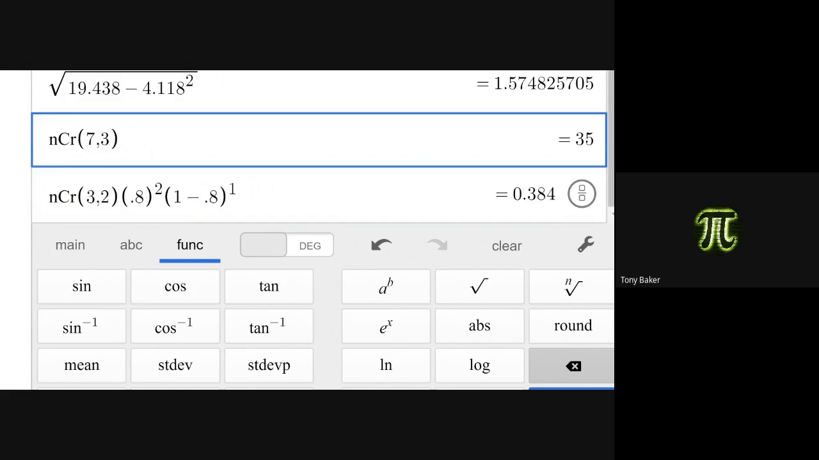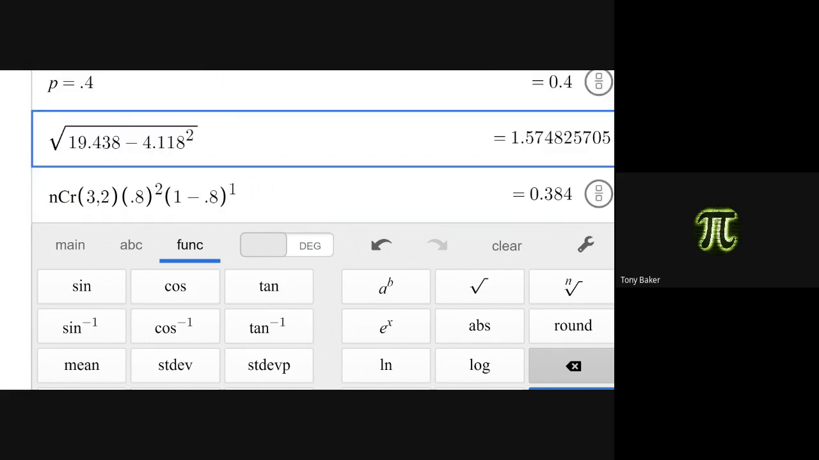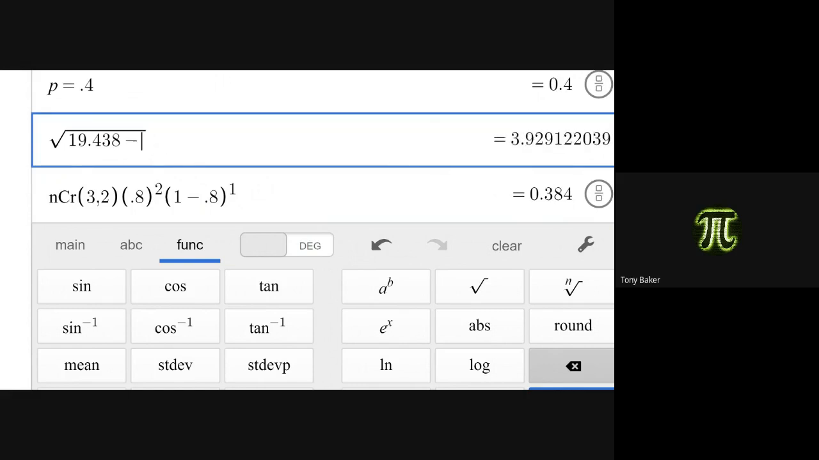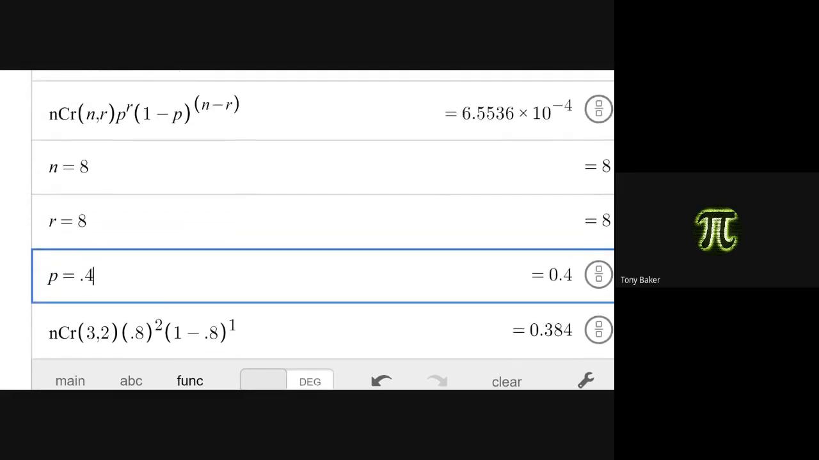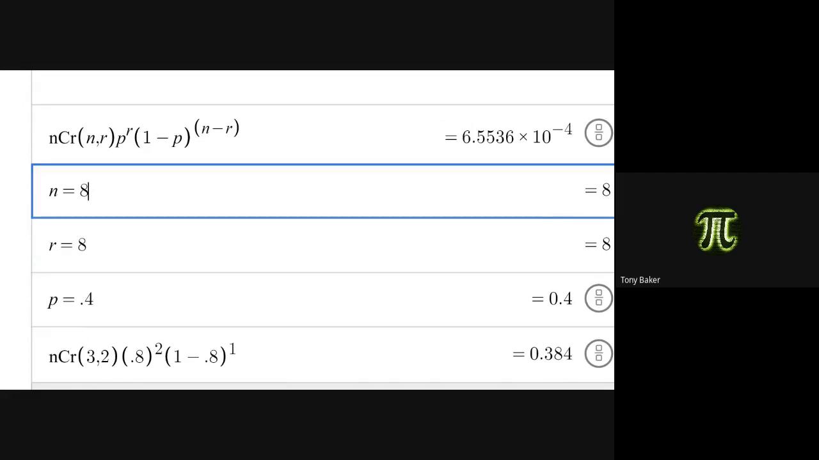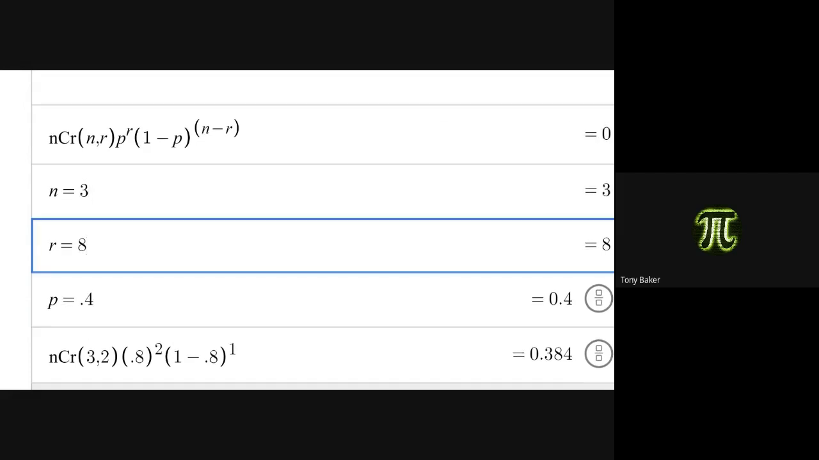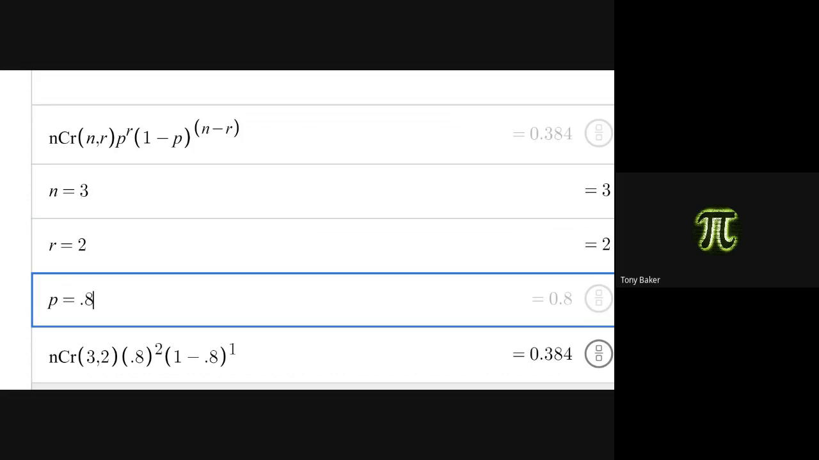For those of you that are using Desmos, or those of you that are not using Desmos that are now going to like to use Desmos, let me actually change these to the correct numbers. Desmos allows you to plug in formulas. So if you notice up here, I have my formula. That's the formula just like you put in the book.